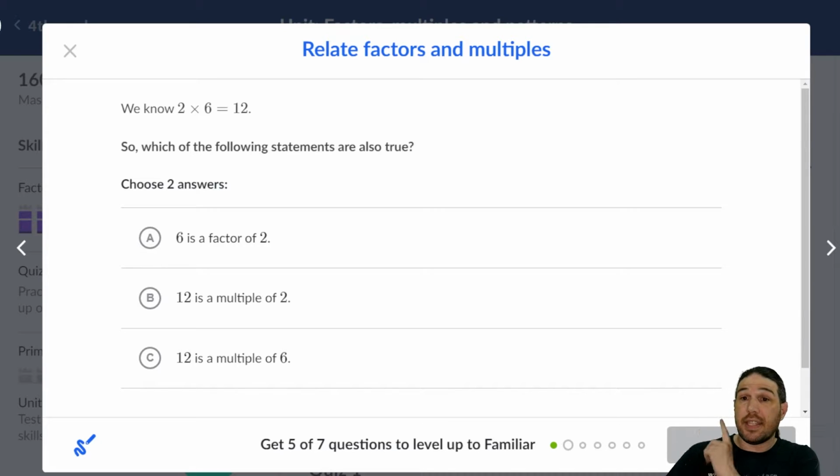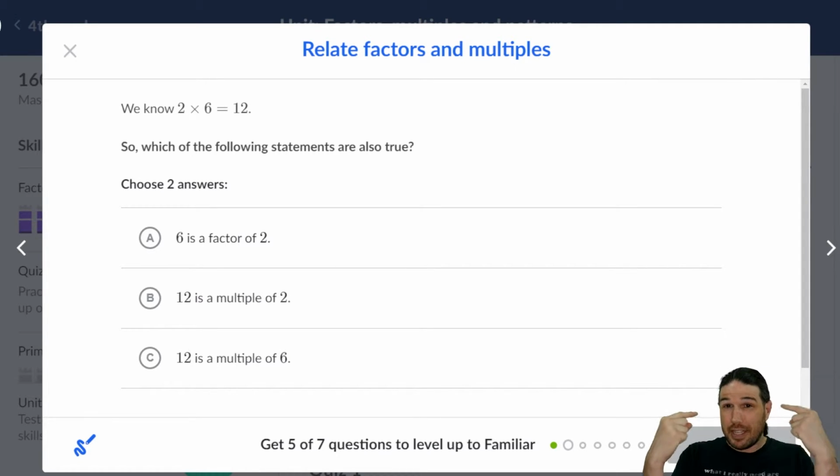So again, this is less of a math problem and more of a reading and vocabulary problem. We know that 2 times 6 equals 12. I like that they provide that little bit of context just in case some students in 4th grade are still working on their times tables. Some folks in their 30s still work on their times tables from time to time. Some math teachers sometimes have a hard time with their times tables from time to time. So which of the following statements is also true?